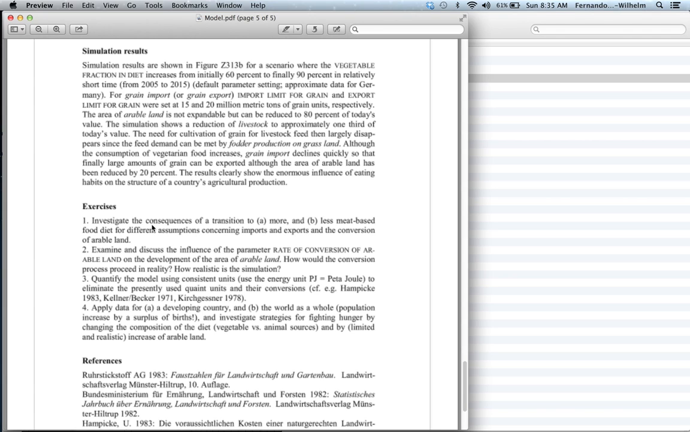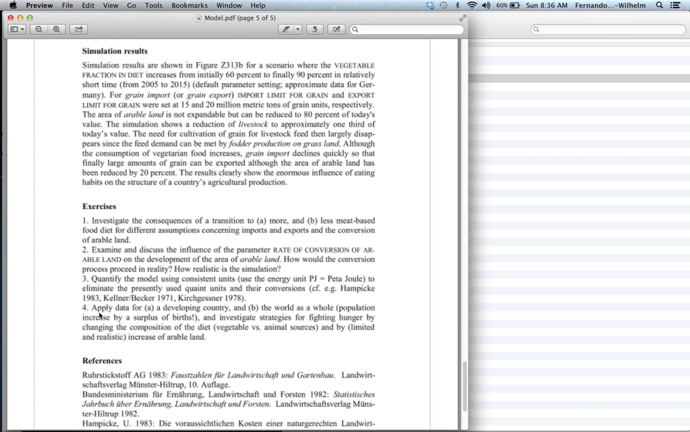this model allows you to investigate the consequences of transitioning to a more or less meat-based food diet for different assumptions. So take a look, play around with the model. For example, you could change the initial and end dates of the conversion. You can modify the targets. Not necessarily 60 to 90, but you can do more. I think the second and third questions are not that relevant, but it's okay. I think the fourth one is very relevant.